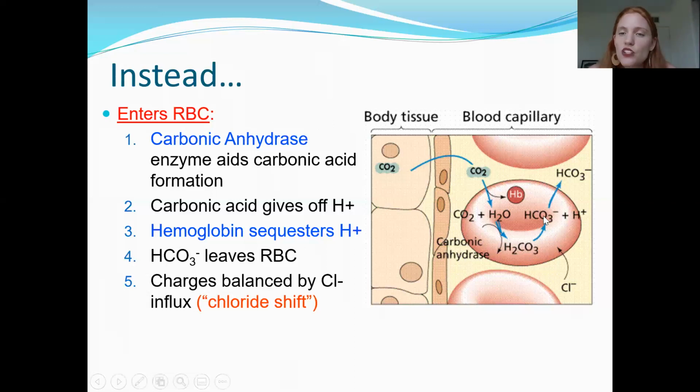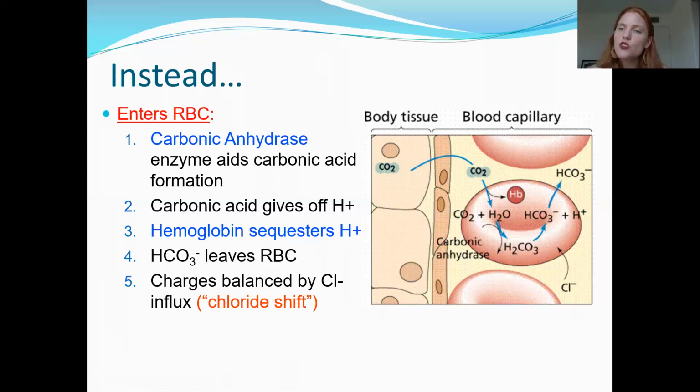Then we have the bicarbonate left over, and the bicarbonate is then going to leave the red blood cell and travel in the plasma. So the bicarbonate ion, which is HCO3 minus, has a minus here because it lost a plus. It has an extra electron because it took the electron of the hydrogen. Okay, so the bicarbonate ion is going to leave the red blood cell and travel around in the plasma.